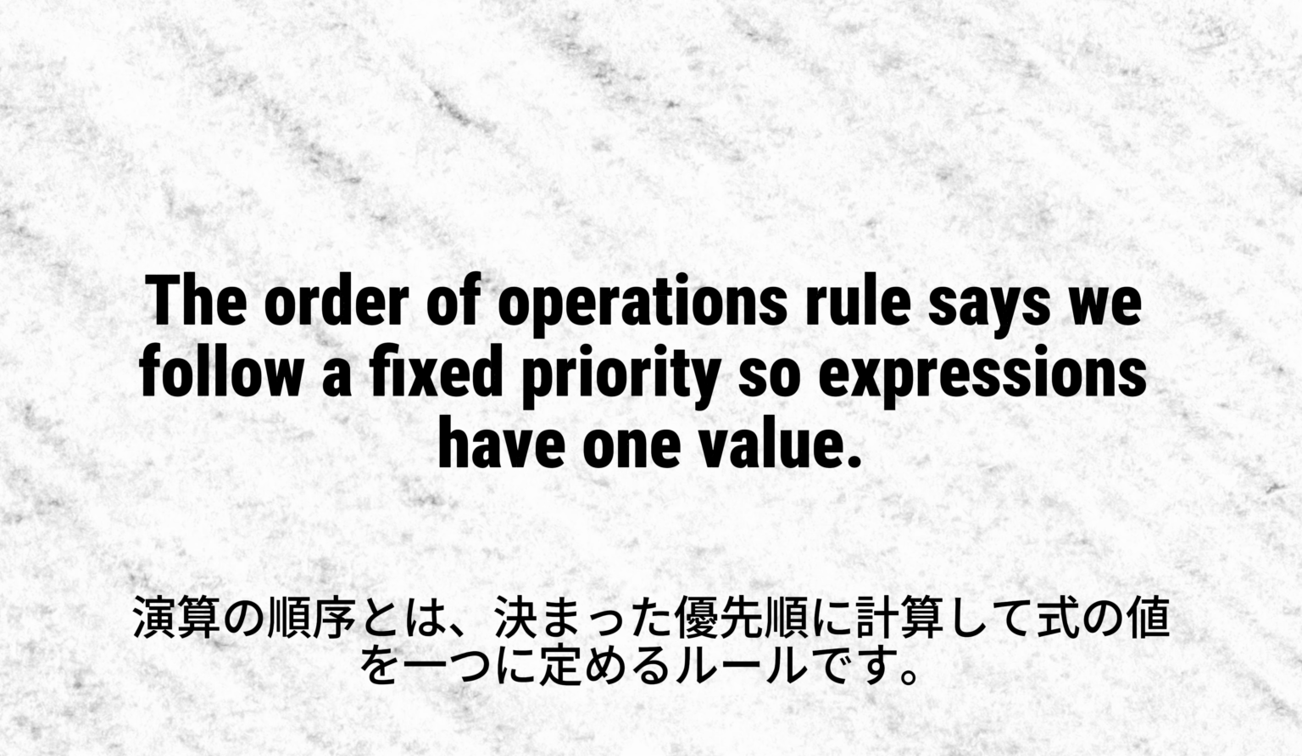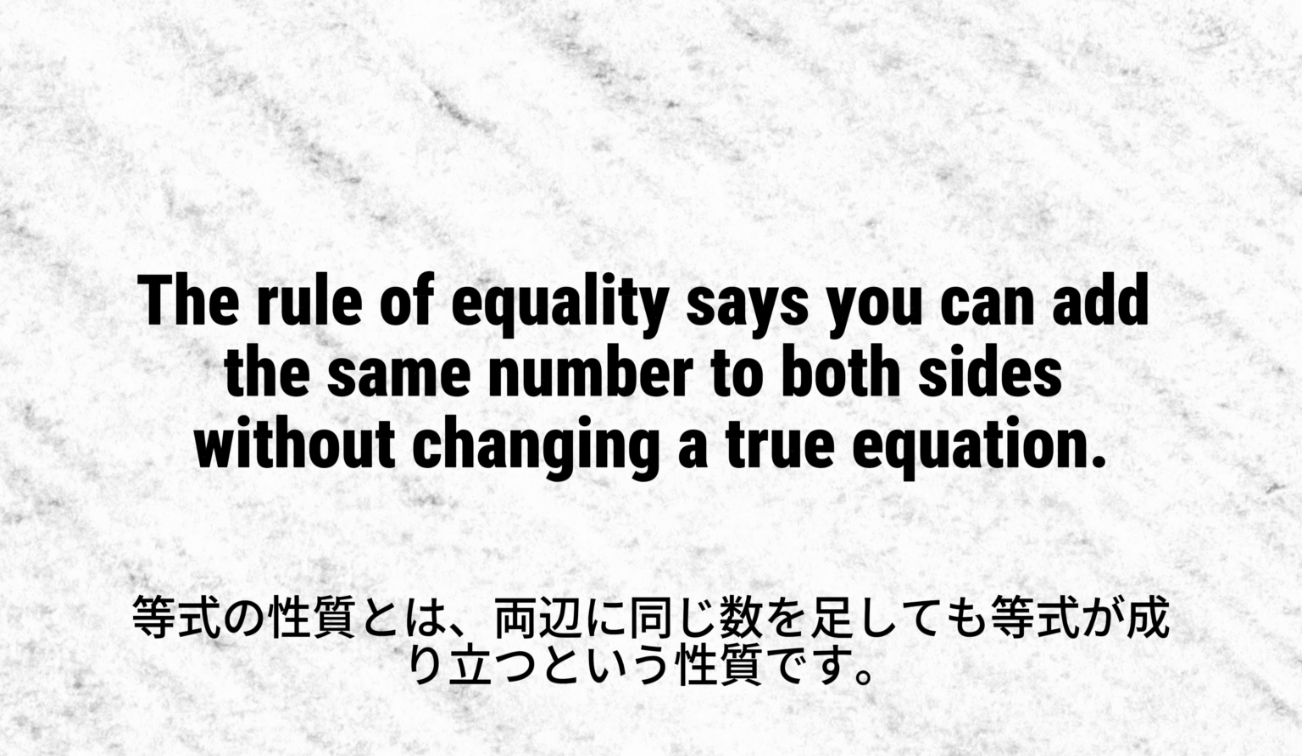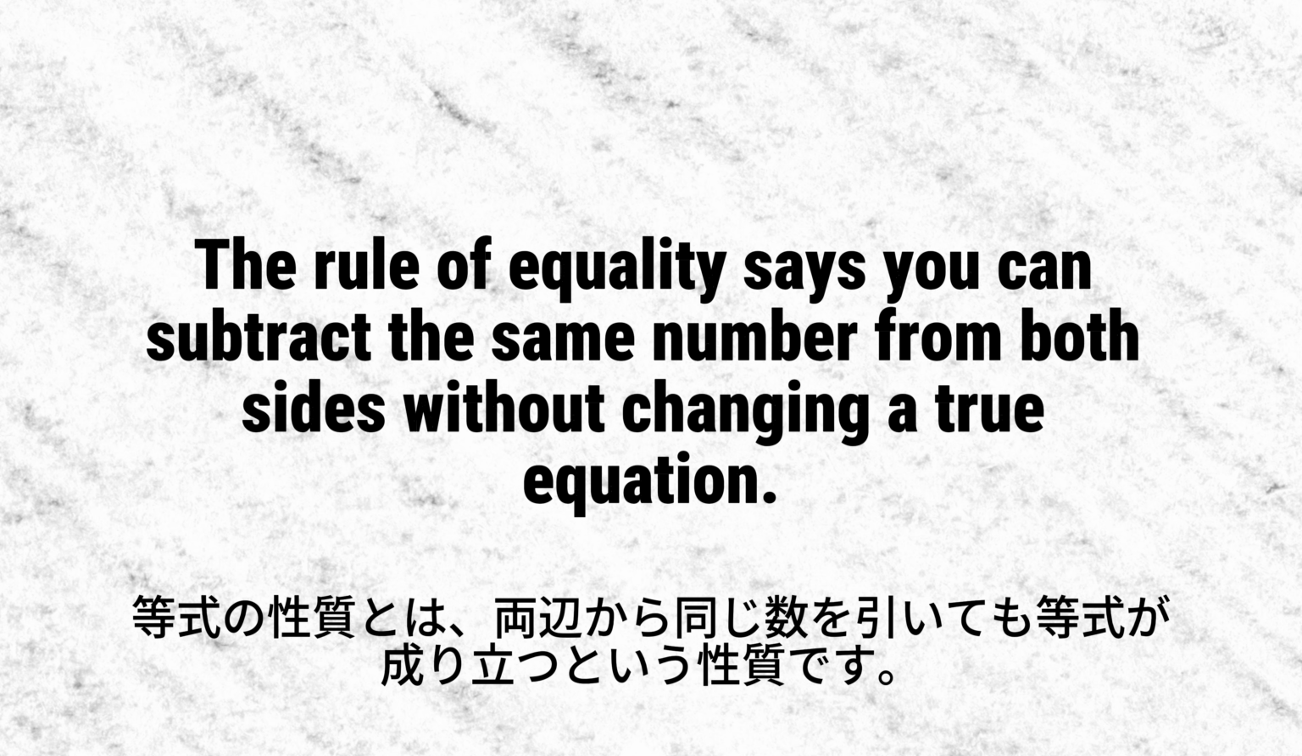The order of operations rule says we follow a fixed priority so expressions have one value. The rule of equality says you can add the same number to both sides without changing a true equation. The rule of equality says you can subtract the same number from both sides without changing a true equation.